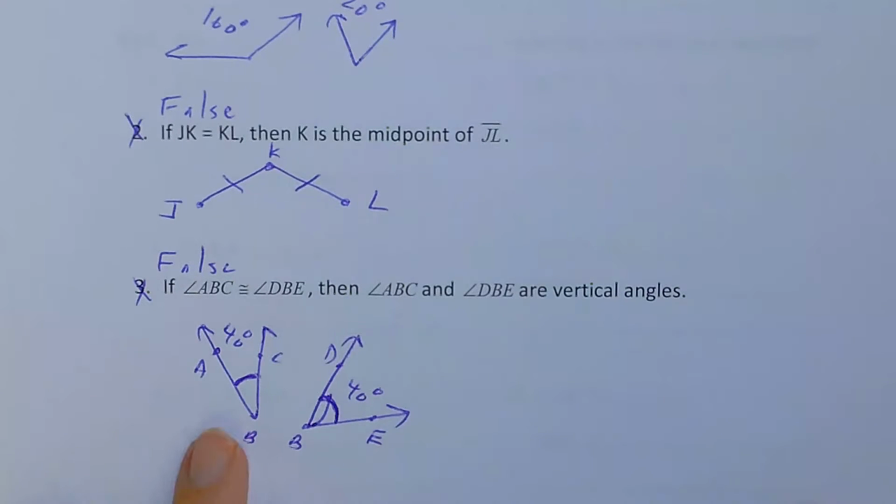These are congruent, but they are definitely not vertical because they're not even adjacent to each other. Or I should say across from each other. They're not even made by two intersecting lines. So you can have congruent angles, and they wouldn't necessarily have to be vertical. So that is called a counterexample.